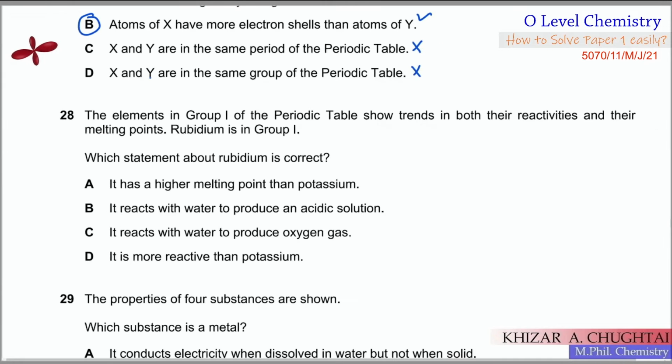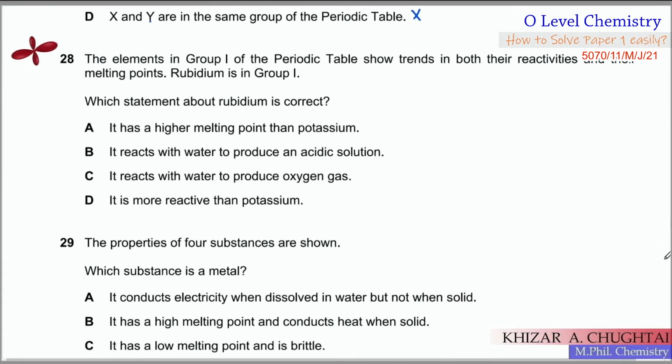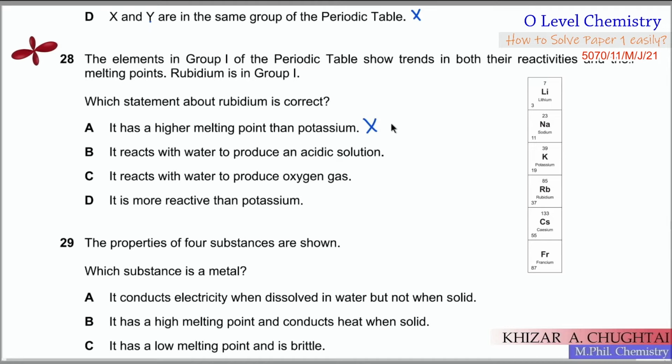Now come toward the next one. Elements in group 1 of the periodic table show trends in both their reactivities and their melting points. Rubidium is in group 1. Which statement about rubidium is correct? It has a higher melting point than potassium. No, it's wrong. As we move down the group, melting point decreases. It reacts with water to produce an acidic solution. No, it's wrong. It will make an alkaline solution. It reacts with water to produce oxygen. No, it is wrong. It will make hydrogen gas. It is more reactive than potassium. Yes, reactivity increases down the group.